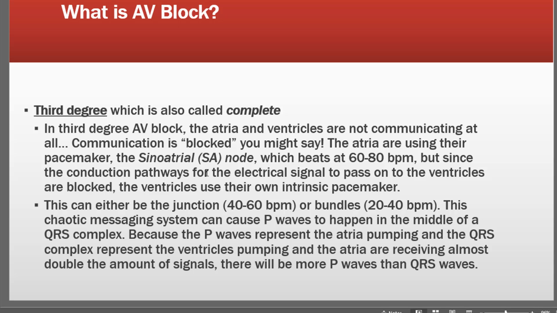Third degree is complete. Atria and ventricles are not communicating at all, so they're blocked. The atria are beating at 60 to 80, but the conduction is blocked, so the pacemaker is messed up. This can be at the junction or the bundles, and they're having chaotic messages. Because the P waves represent the atria pumping and the QRS the ventricles pumping, there will be more P waves than QRS waves. So now let's look at the strips.